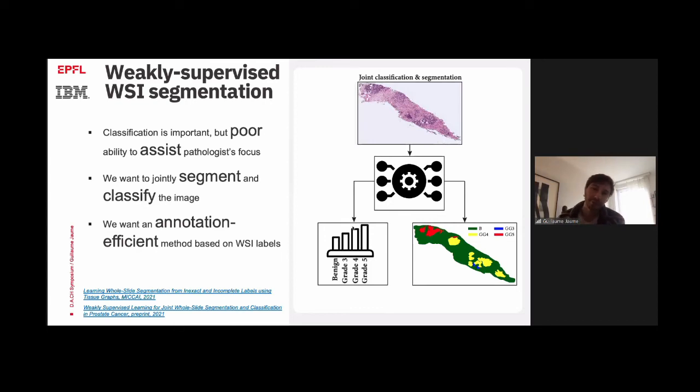And what we have discussed so far focuses on classification, which is something important, of course, but not necessarily the best to assist pathologists during diagnosis. So we have proposed a model that can jointly perform whole slide classification, so here it's Gleason grading, and whole slide segmentation, that is basically assigning a Gleason score to each pixel of the whole slide. And as I said in the beginning, getting annotations is really hard. So we want to do that by only using whole slide level labels for the training.